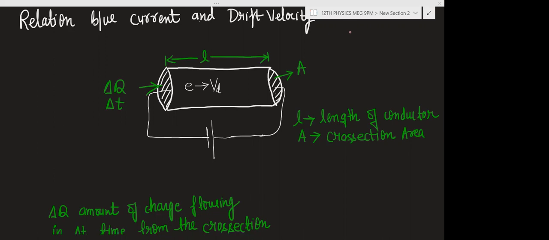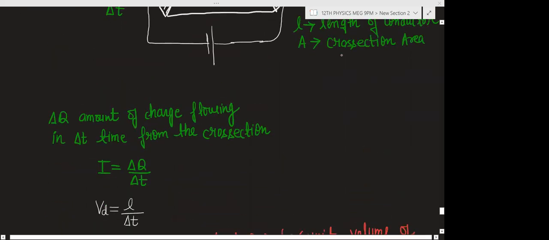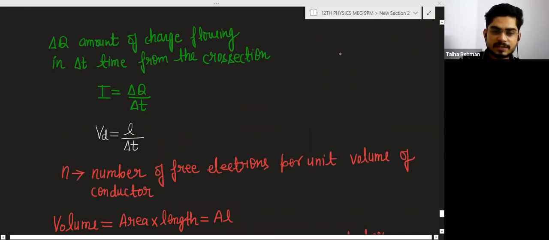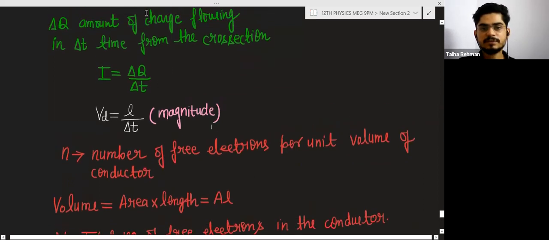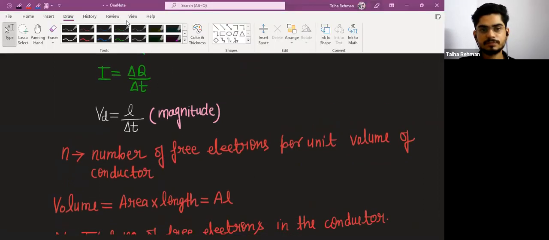Actually, Vd is the drift speed, you can say. It is the magnitude of drift velocity. This is not the velocity, since velocity is a vector. It is the magnitude of drift velocity. Write this.